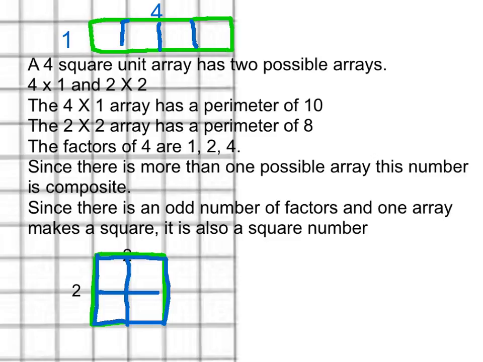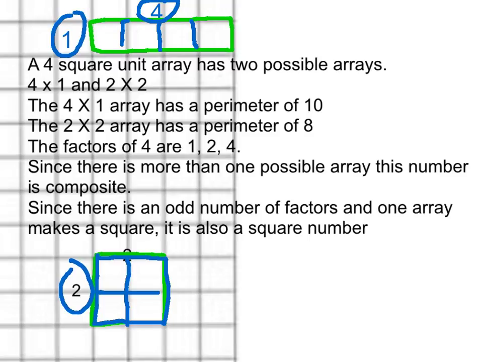The factors of 4 will be 1, 4, and 2. And this is an odd number of factors, so this array is a square array, also makes the square. Since there's more than one array to make this number, it is composite.